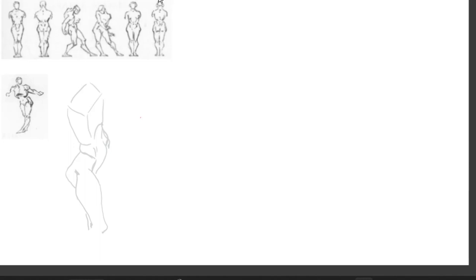This is the hamstring, by the way. He draws it right here. It's real small, but it is there. Look, it's that little line right there. Isn't that cool?